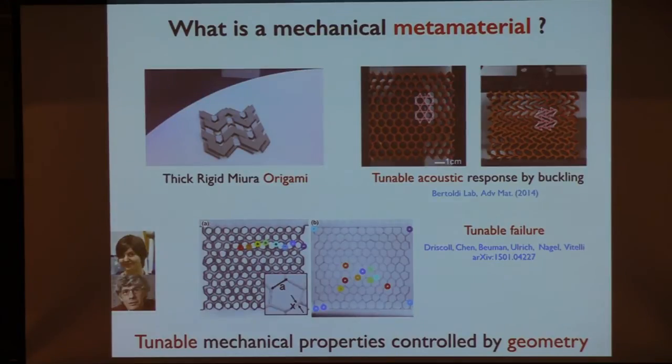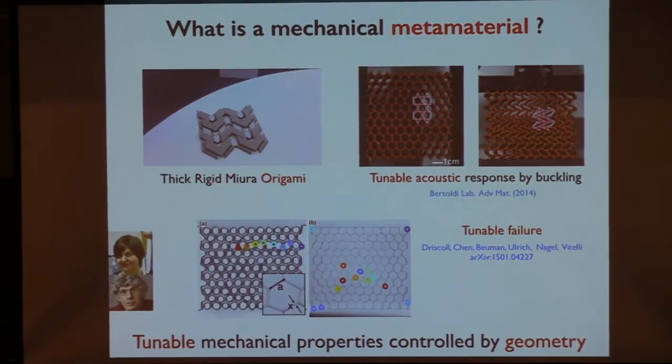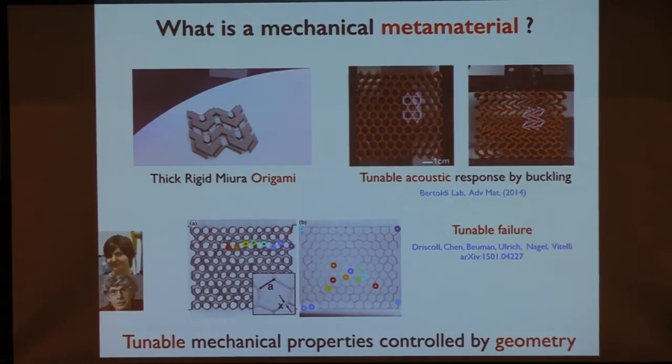Michelle Driscoll, who is in the audience, who was in the Nagel lab. The idea here was to change some geometric parameters of a structure like this, which is just made of plastic on a honeycomb lattice. And we wanted to demonstrate that you can actually tune the way a material fails by just changing the geometric parameters. What we did was the following. Actually, Michelle is the person who certainly did the experiment.